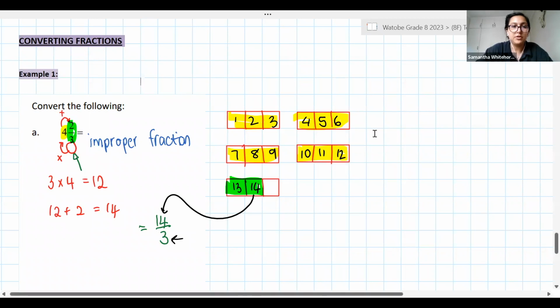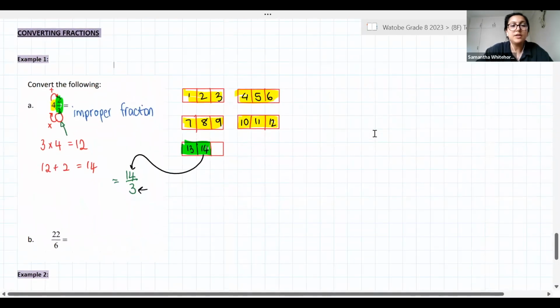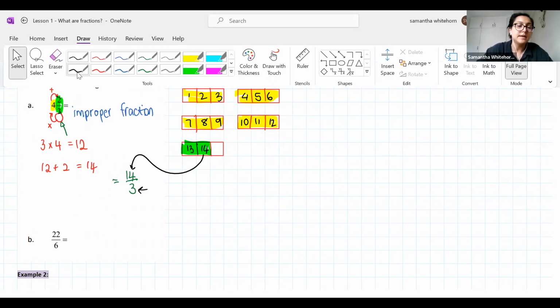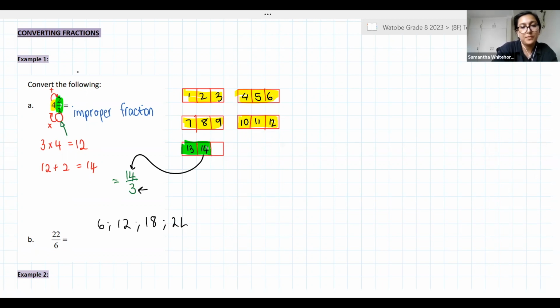Right, so if we have a look then at converting from an improper fraction to a mixed number, what we want to be able to do here is see how many times our denominator goes into our numerator without a remainder. There are many different ways that you can do this, but I like to think of my multiples. So 6, 12, 18, 24. I'm dividing by 6. That's why I've listed my multiples of 6.